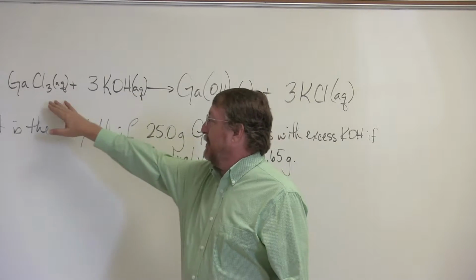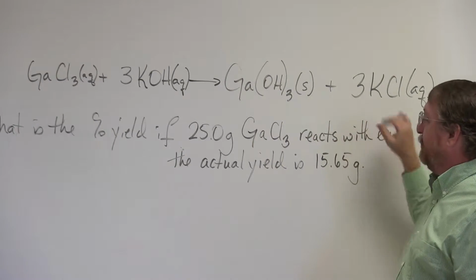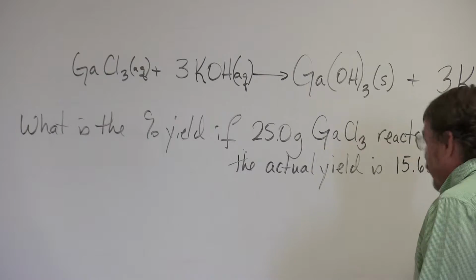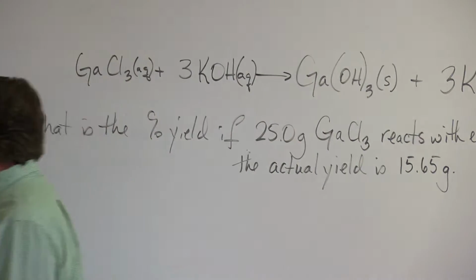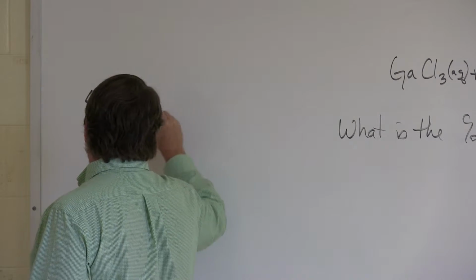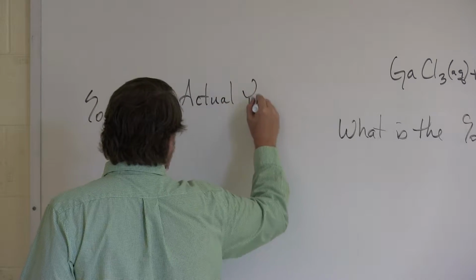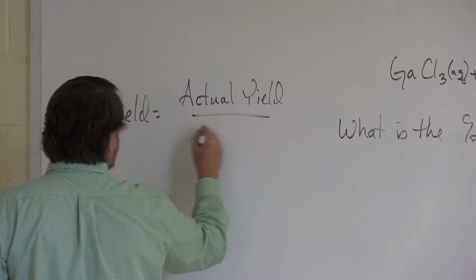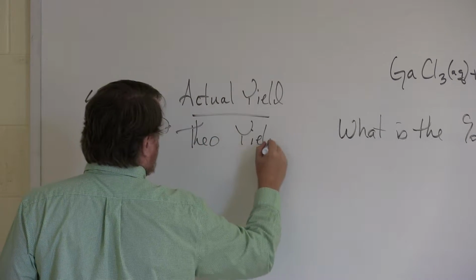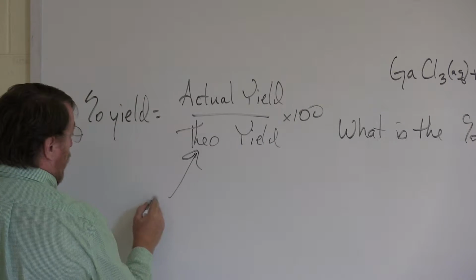All right, we have the reaction here of gallium chloride with potassium hydroxide, making solid gallium hydroxide and potassium chloride. We want to calculate the percent yield. Now you might say, what is the percent yield? Well, let's write it out: the percent yield is equal to the actual yield divided by the theoretical yield times 100. This is what we calculate.